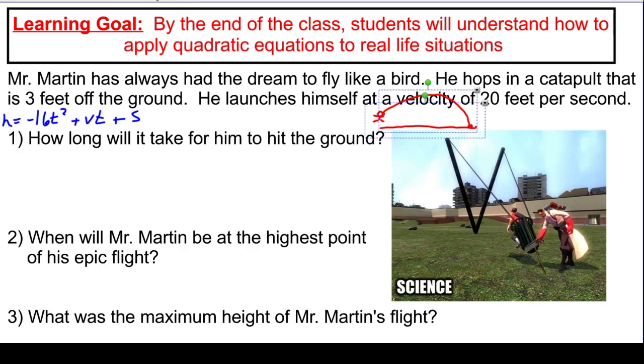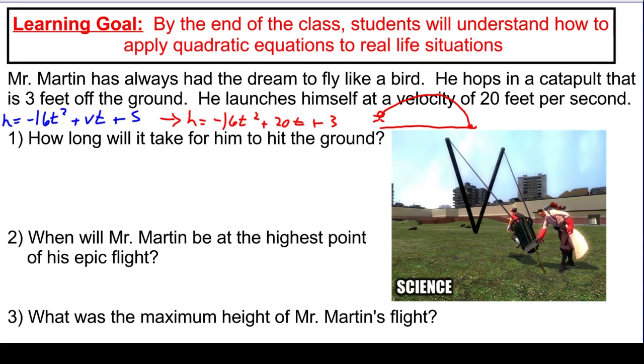So I'm going to write my equation and fill in that information. I'm going to say h equals negative 16t squared plus 20t plus 3. So I plugged in a velocity of 20 and a starting height of 3 feet off the ground. This is the equation that I'm going to use to answer the questions below. Anytime an object is thrown, or swung, or dropped, we can use this equation.